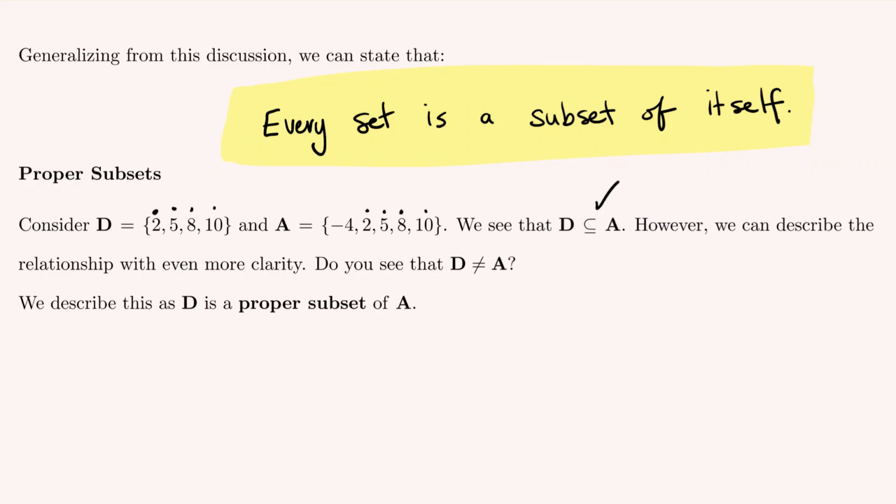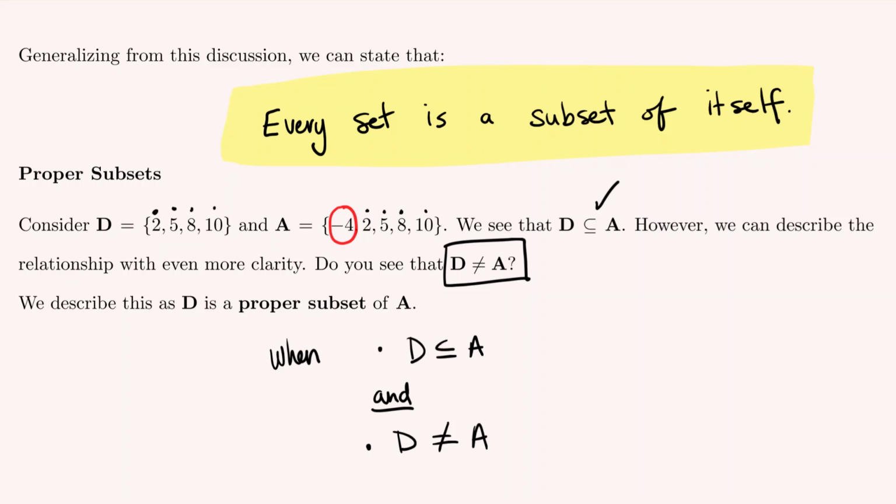But between the sets D and A, we can actually be more specific. Not only is D a subset of A, but we could clearly say that D is not equal to A. And the reason D is not equal to A is A has this additional element, -4. And if y'all recall from previous lessons, we learned that two sets are only equal if every element in one set is an element in the other set. But as -4 is in A but not in D, we could say that set D does not equal set A.